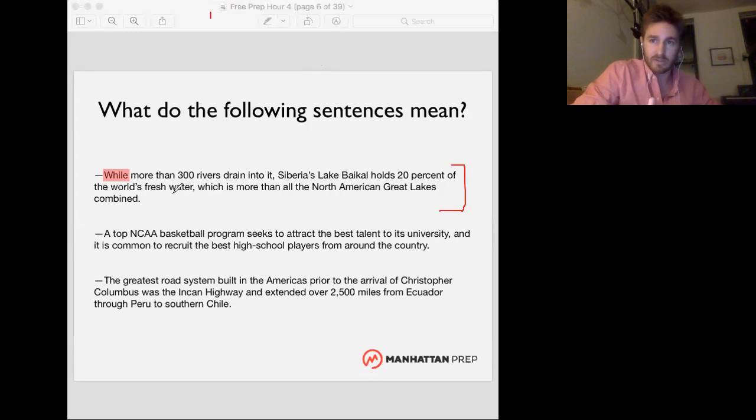A computer reads this sentence though and thinks, oh, these are opposites. Having rivers drain into a lake and a lake that holds a lot of the fresh water, those are separate ideas because of this logical word "while." But computer, I want you to think that they are the same thing. I need to use different grammar. Not a grammar mistake, just a meaning mistake.